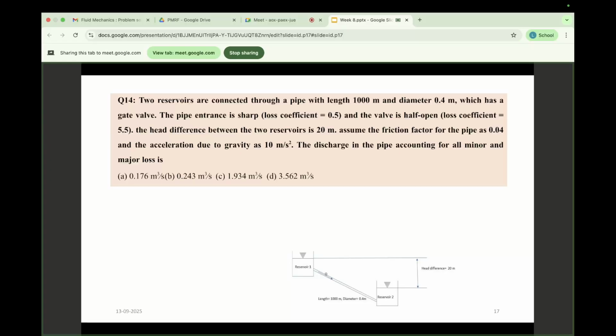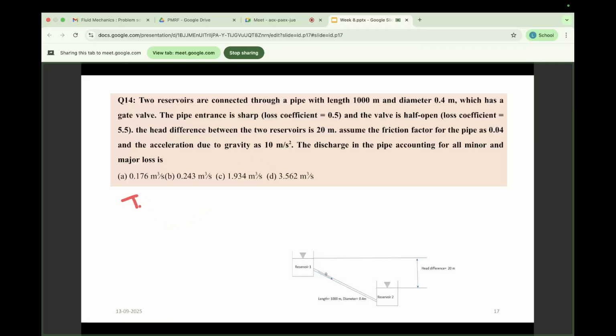So two coefficients are given, one at the entrance and another for the half open valve, and the head difference between the two reservoirs is given as 20. That means the total head loss is given. Okay. So assume the friction factor. So you are asked to find this thing. So I am just solving this one. Actually, it's a question based on the total head loss.